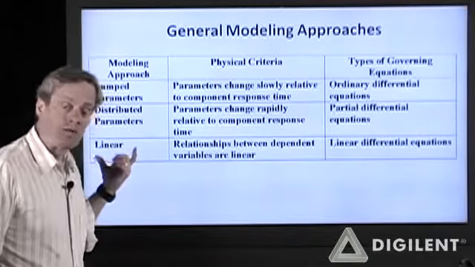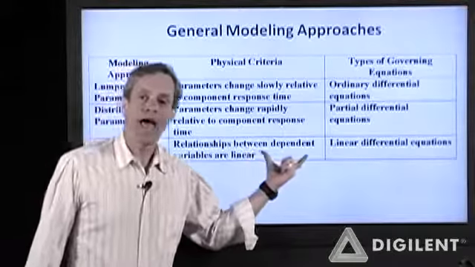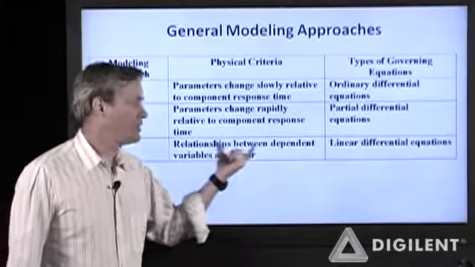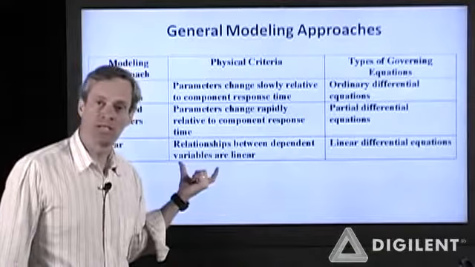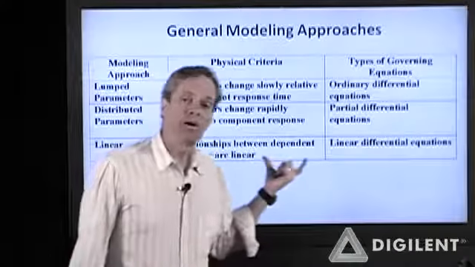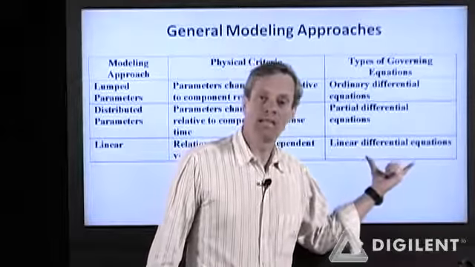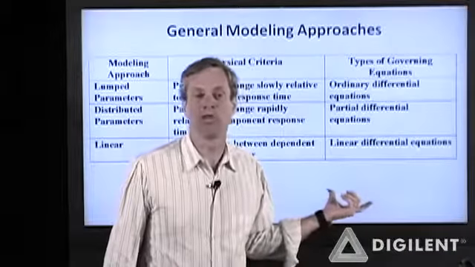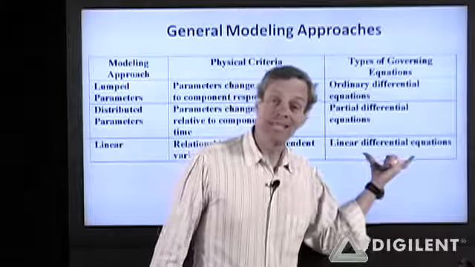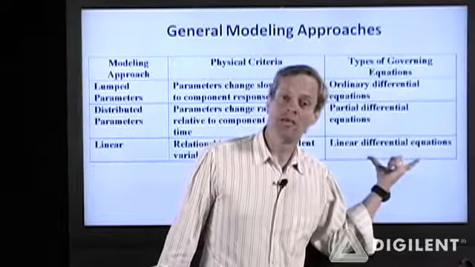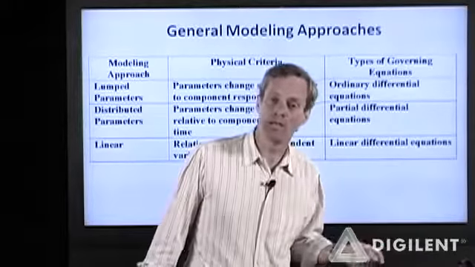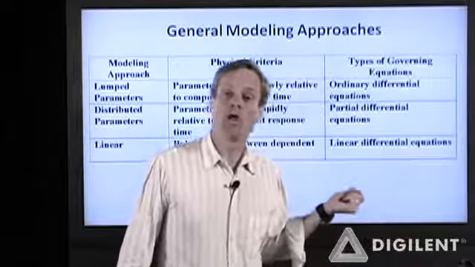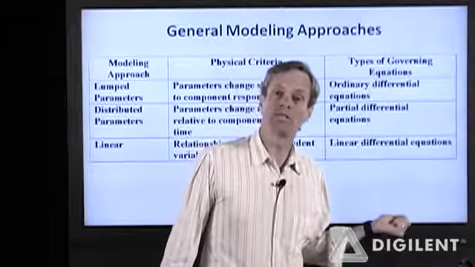Linear systems are those which have, as the name implies, linear relationships between the dependent variables in the system. These are very nice. They tend to be governed by linear differential equations or, as a special case, linear algebraic equations. The really nice thing about this is linear equations have a unique solution. If you can write these equations and solve them, you will always end up with only one solution.